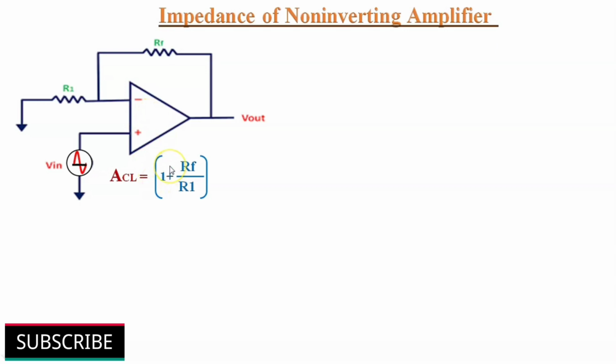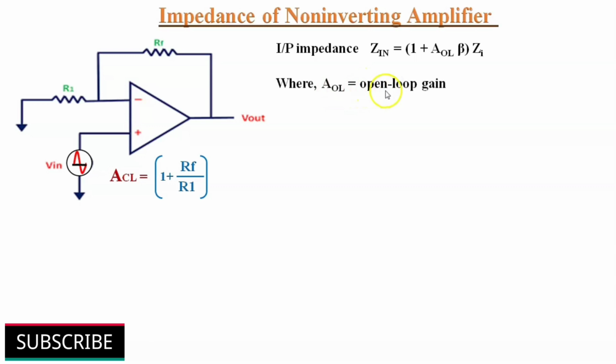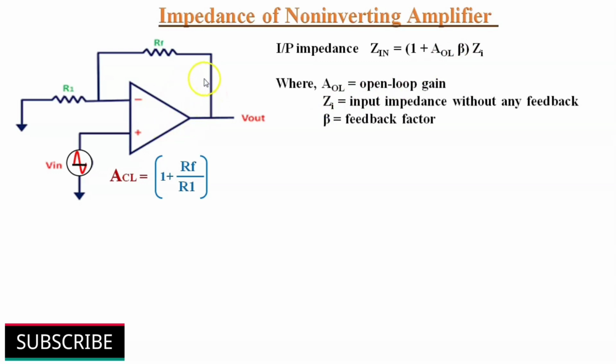The expressions for the input and output impedances on account of negative feedback in non-inverting amplifier are the same as for discrete amplifiers. Input impedance Zin is equal to 1 plus AOL beta into Zi, where AOL is equal to open loop voltage gain. As we know, it is very high. Zi is equal to input impedance without any feedback. It is also very high or infinity. And beta is equal to feedback factor. Here it is negative feedback through resistors Rf and R1. So the values of Rf and R1 have an influence on impedance of non-inverting op-amp.